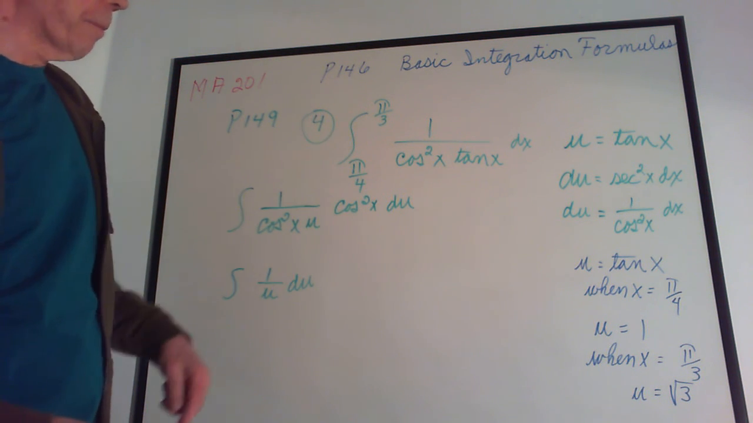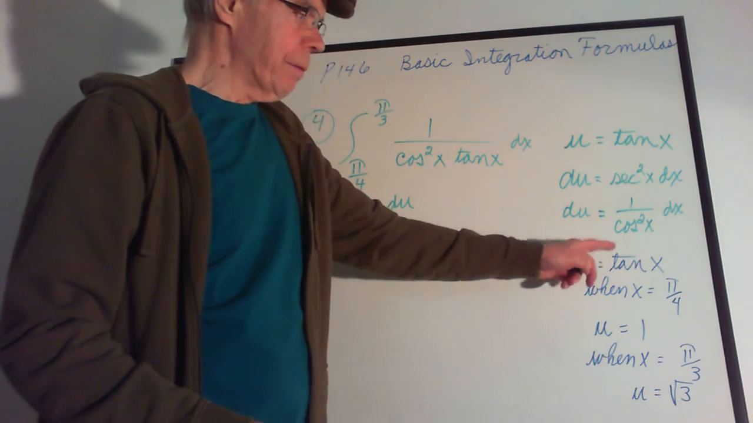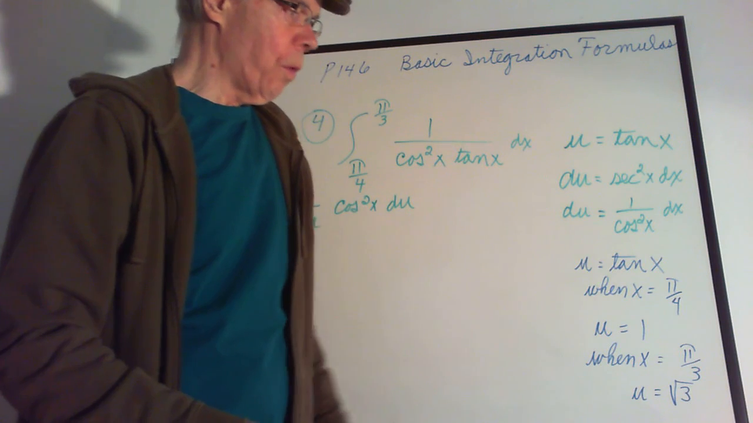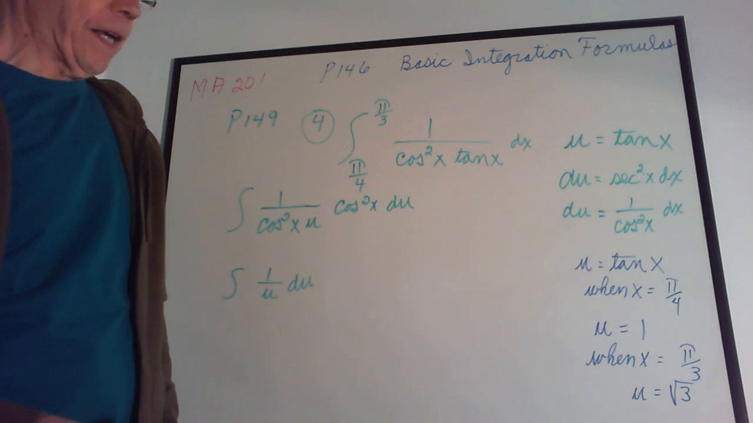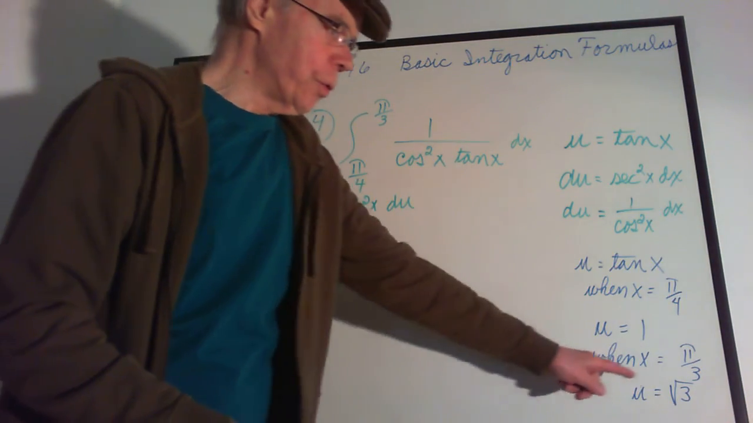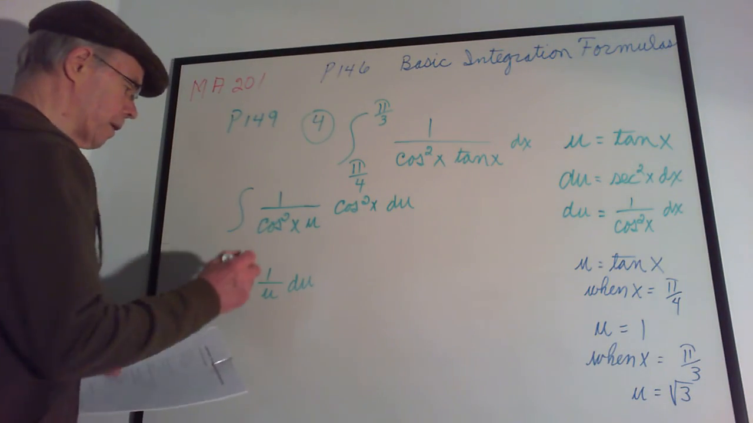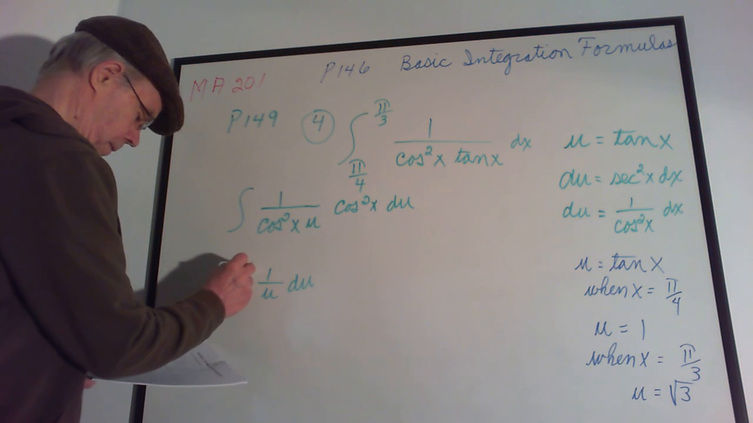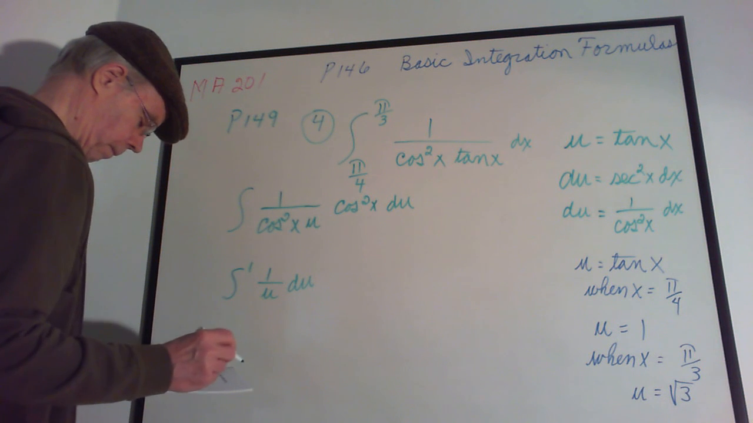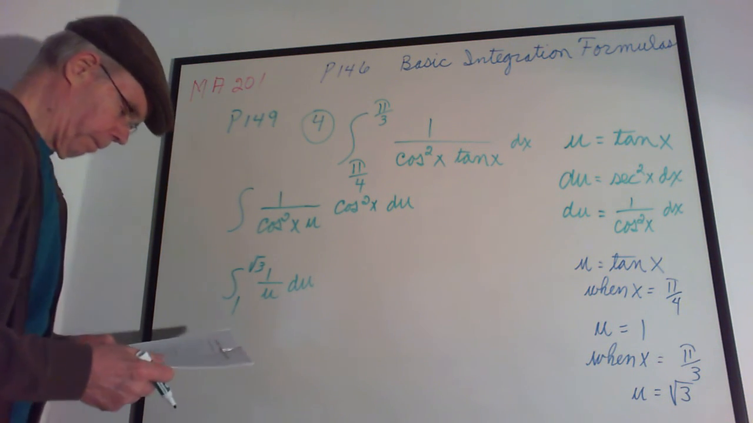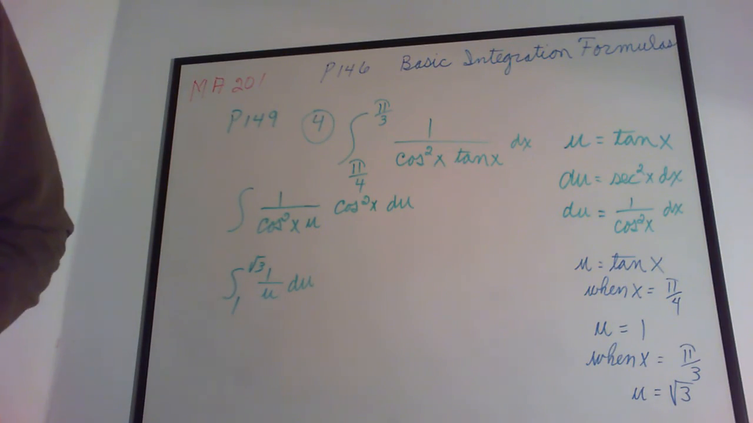Now I have to change the upper and lower limits. When u is equal to tangent of x, when x equals pi over 4, u will equal 1. The tangent of 45 degrees is 1. When x is equal to pi over 3, u is equal to the square root of 3. Okay, substitute those in and solve it.